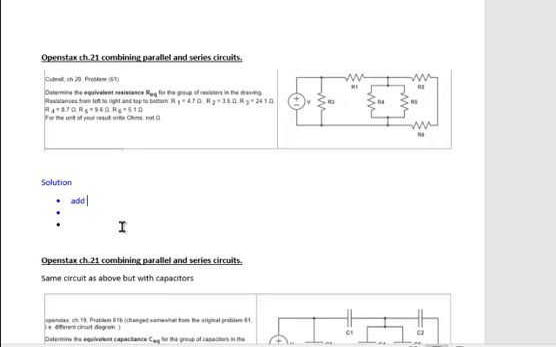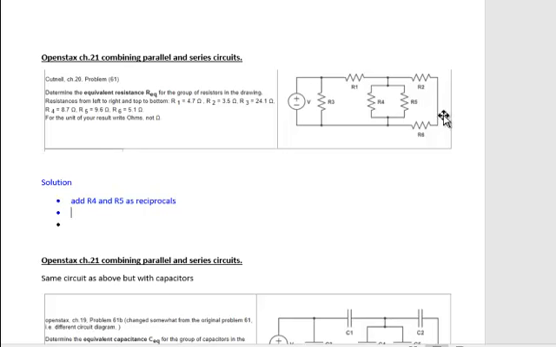So, well, where do we start? Look at R4 and R5. They're definitely in parallel with each other. So add R4 and R5 as reciprocals. Reciprocals, did I spell that right? There we go. Okay, let's see.